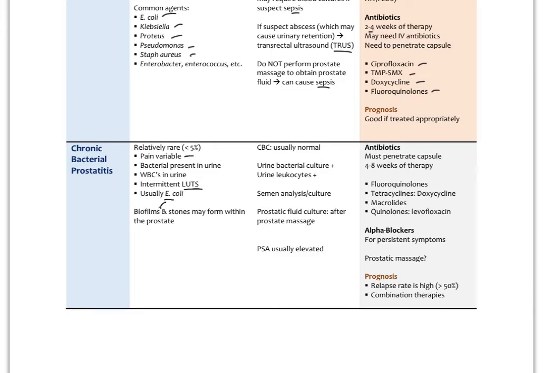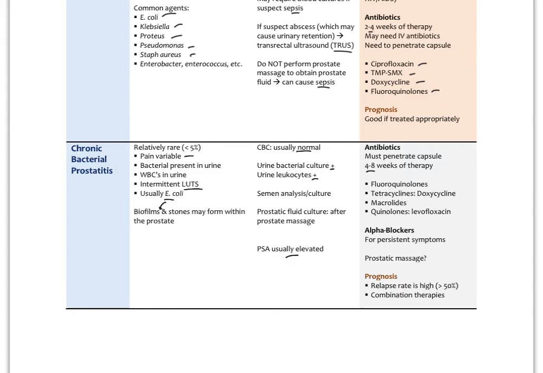E. coli that's formed biofilms within the prostate, and also stones can form in the prostate because of that. The CBC is usually normal here, but the bacterial cultures will be positive. Urine leukocytes are positive. If a semen analysis and culture is done, that might be positive. Here, prostatic massage can be a diagnostic tool, and the prostatic fluid is cultured, and there might be bacteria in that. And the PSA is usually elevated here as well.